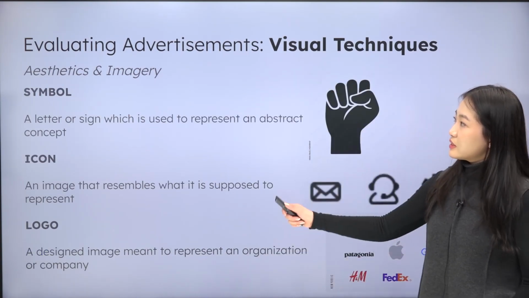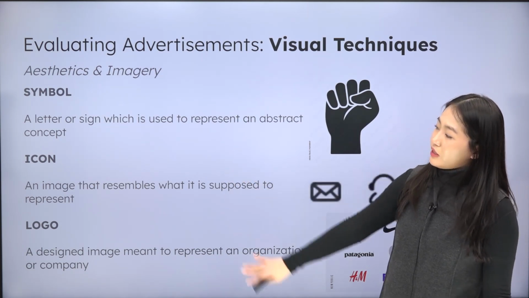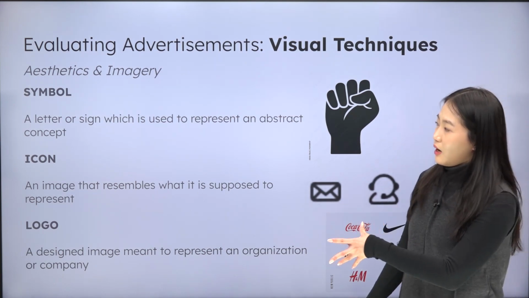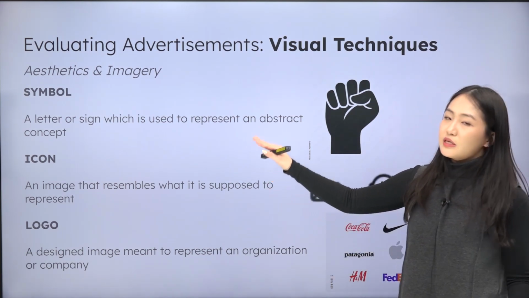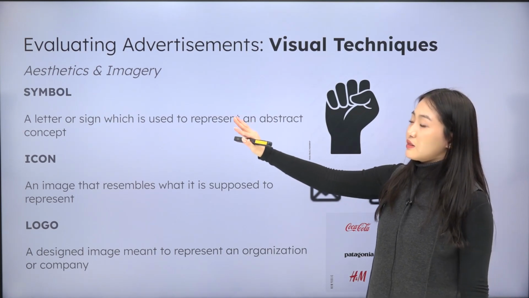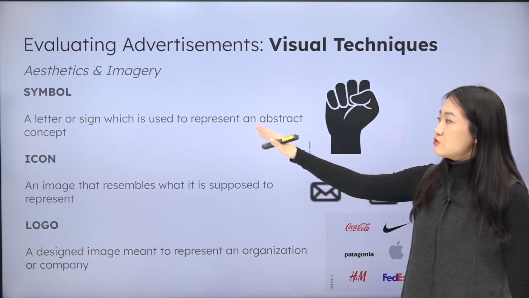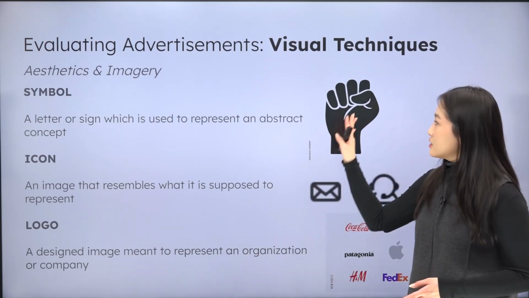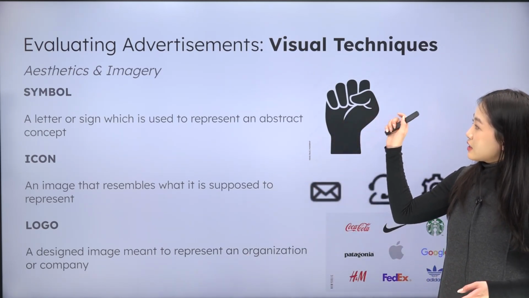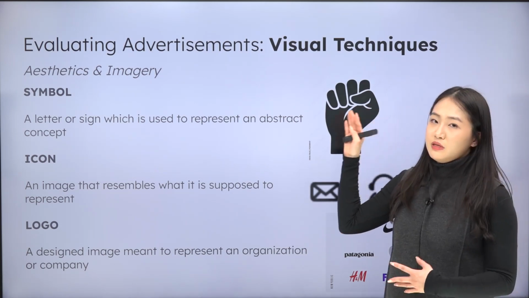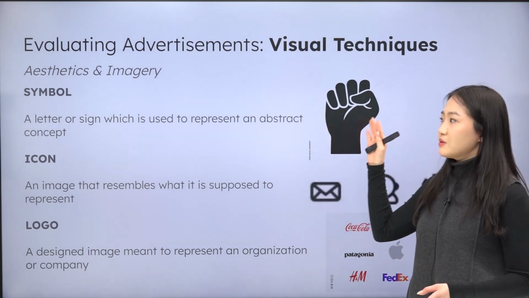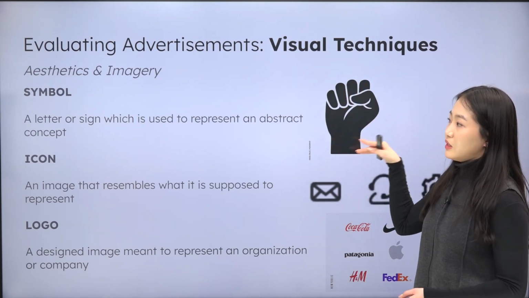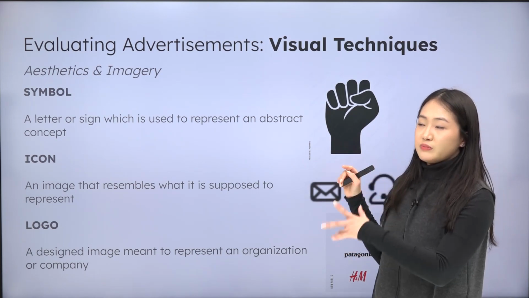So continuing aesthetics and imagery, we have symbol, icon, and logo. I know these three can be kind of confusing, but this is how I would remember it. A symbol is a letter or sign or image which is used to represent an abstract concept. So this, a fist, does not literally mean a fist. It stands for something else. It's usually used in a lot of campaigns or revolutionary movements.